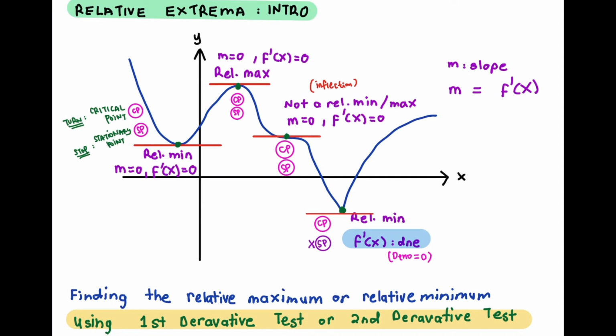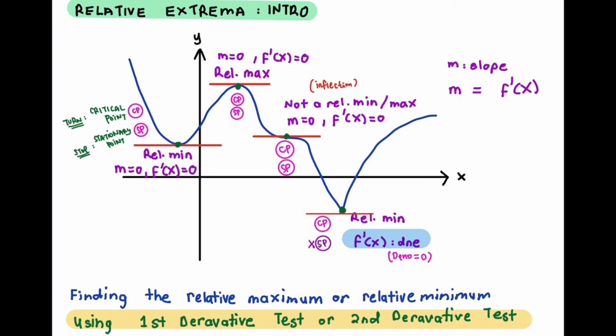Now let's see this point here. This point is going down initially and then it turns a little bit. This is an inflection point and then it goes further downward. Therefore this is a critical point because the point turns, and this is also a stationary point because the point stops for a while before it goes further down. However, this is not a relative minimum or a relative maximum.